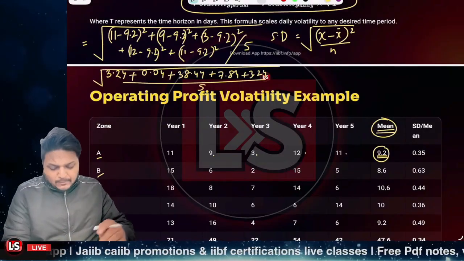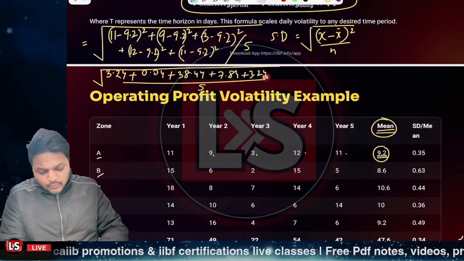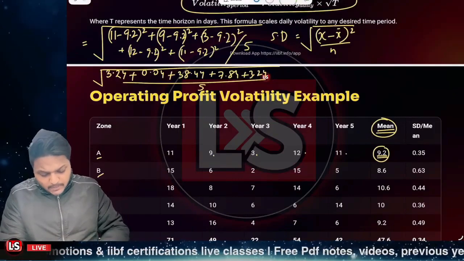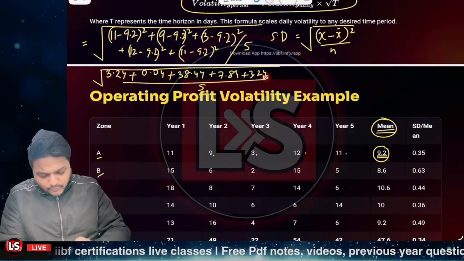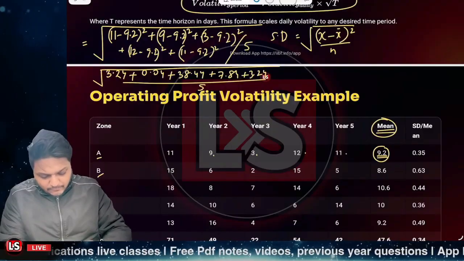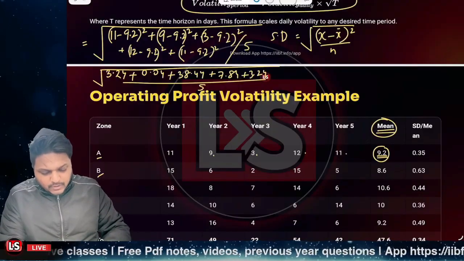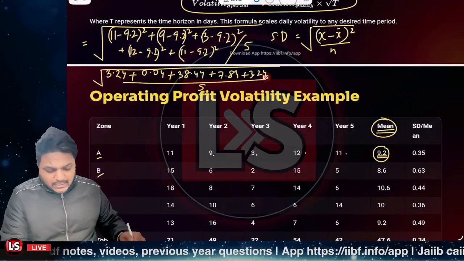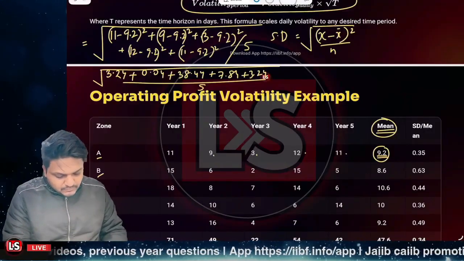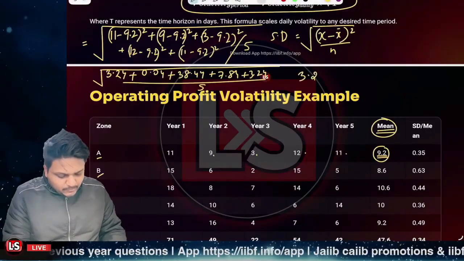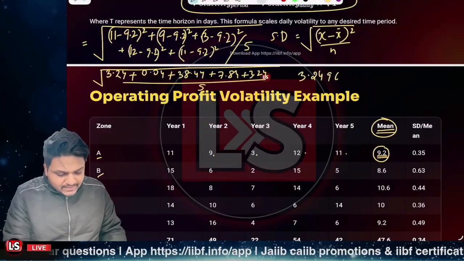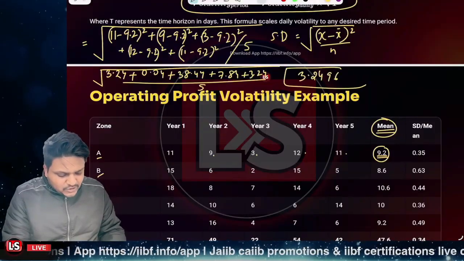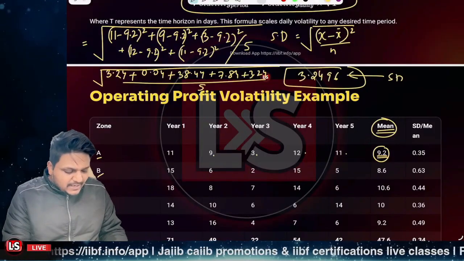So we will be adding up all the terms: 3.24 plus 0.04 plus 38.44 plus 7.84 plus 3.24, divided by 5 and the square root of the same. So it is 3.2496. This is the standard deviation.